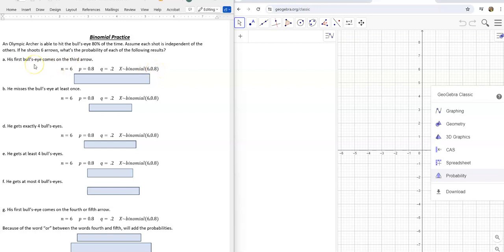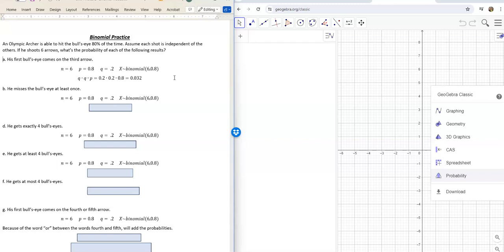So for the first one, he wants to have his bullseye come on the 3rd arrow. So what's happening is he misses, misses, and then he hits. So what's the probability of that happening? That looks like QQP, two failures and finally a success. Failure is 0.2, 0.2, and then success is 0.8. And if you multiply that, you get 0.032. Or if they asked you to put it in percentage form, that would be 3.2%.